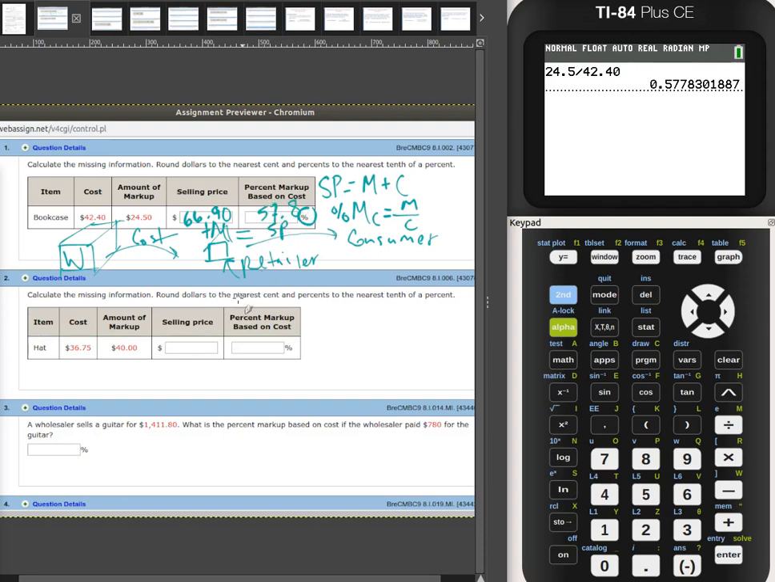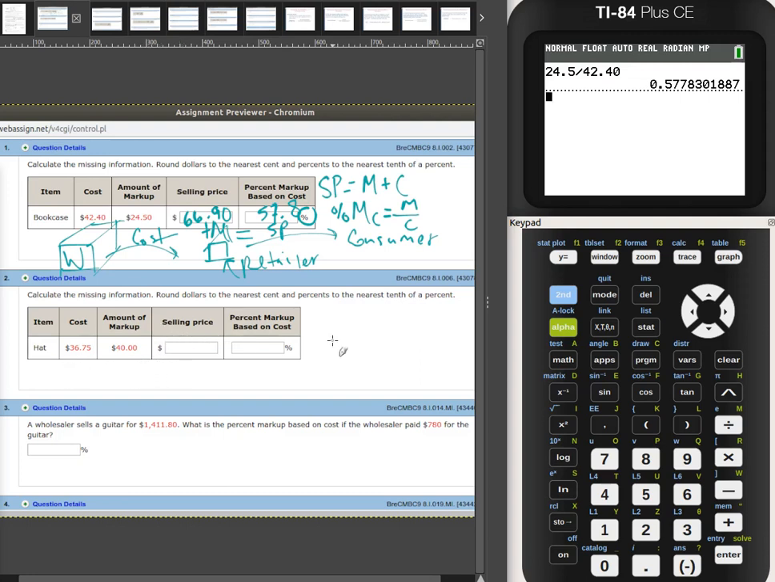And that would be the answer for this one. Now we will do it again. And we need to calculate the missing information. In this case, it is a hat. So somehow that must have been a cheap bookcase because this hat costs almost the same amount. It says that we will round dollars, round percents to the nearest 1/10 of a percent like we did last time.